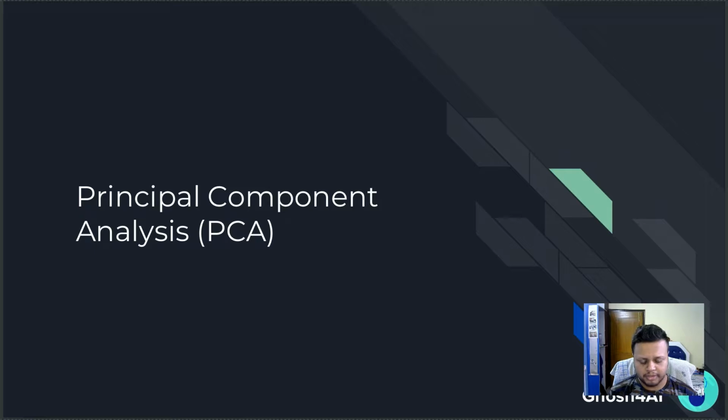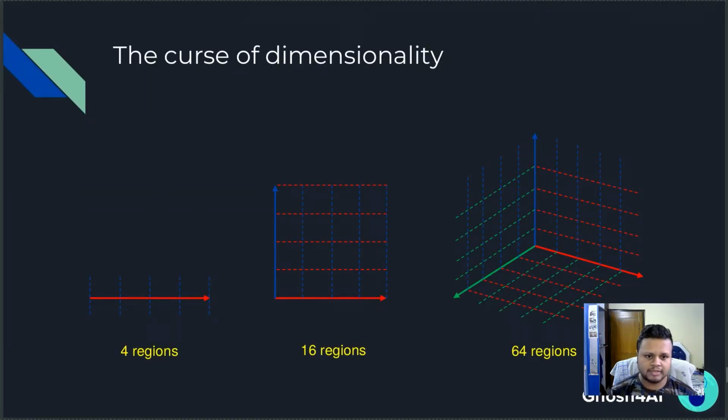Now, principal component analysis reduces the dimensions that we need for representing a sample. Why do we need to do that? We have something called the curse of dimensionality. Say we have a one-dimensional representation of our sample, and if we consider the range of values that the sample can have in that one dimension, then we can create 4 different regions in which those values can occur.